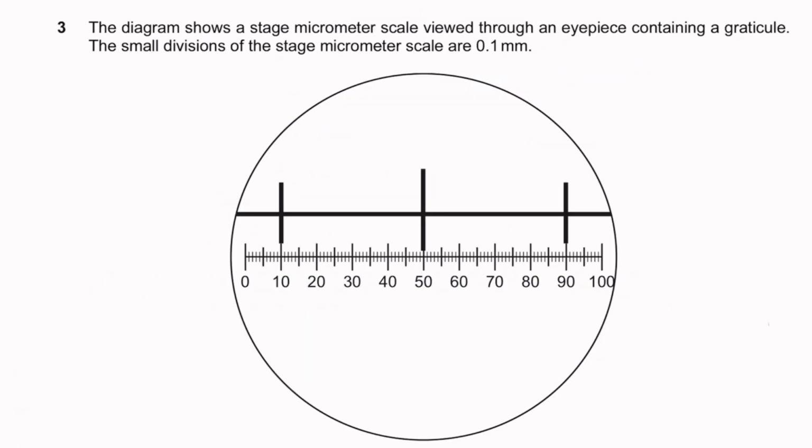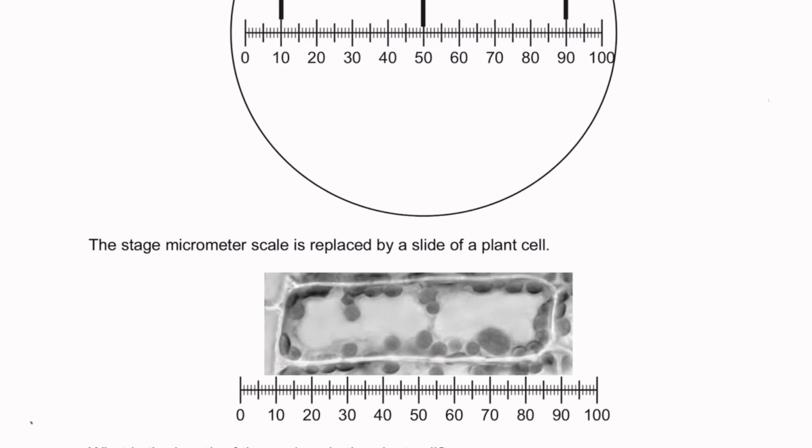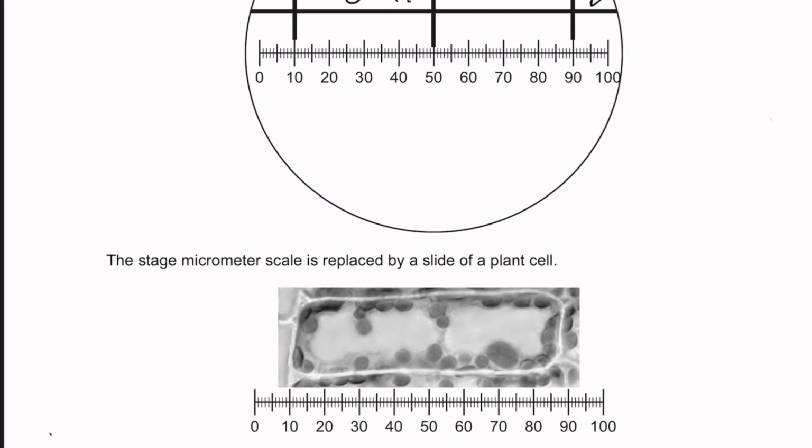Question 3 says, the diagram shows the stage micrometer scale viewed through an eyepiece containing a graticule. The small divisions of the stage micrometer are 0.1 millimeters. This is the stage micrometer. And the small divisions are 0.01 millimeters. And then it says the stage micrometer scale is replaced by a slide of a plant cell. What is the length of the nucleus of the plant cell?